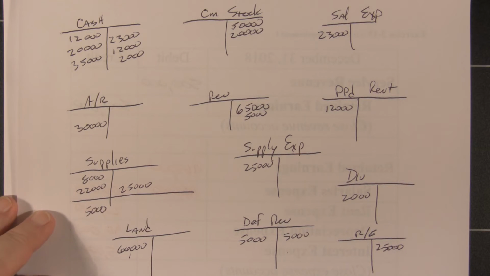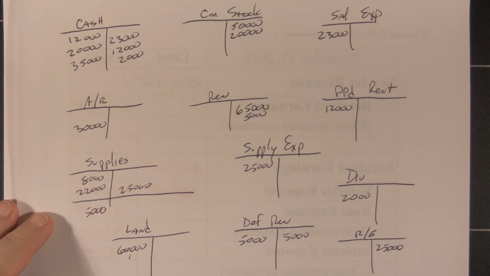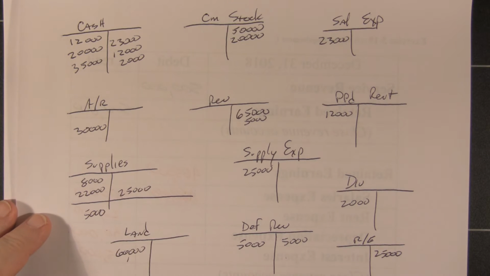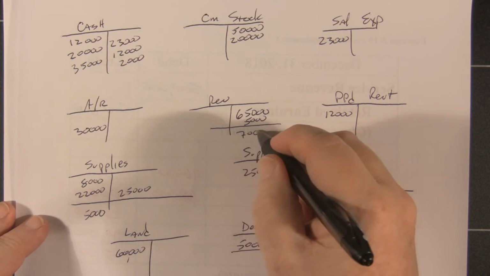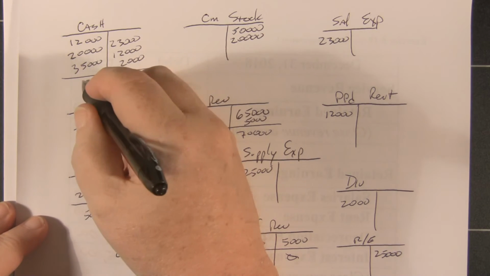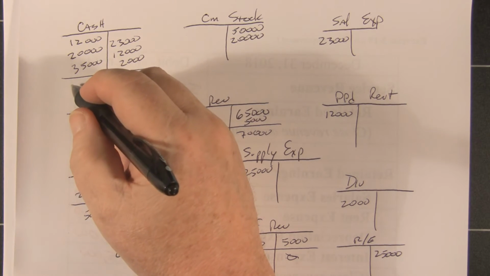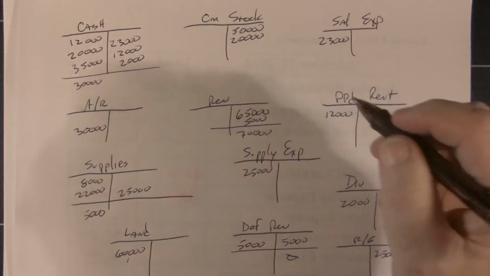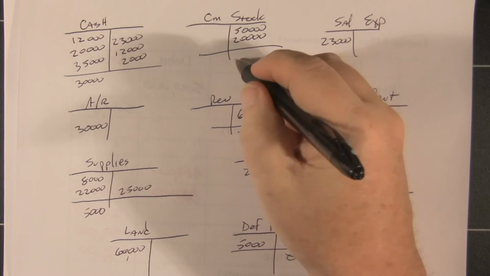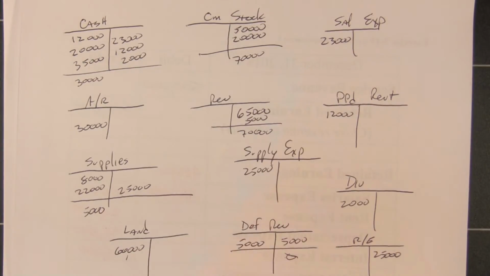So that pretty much gives me the numbers that I need to do my adjusted trial balance. Now technically you could have figured all that out in your head, but I'm not nearly that smart. So my deferred revenue is 0. My revenue is 70. My cash is 30. And my common stock account is 70. Okay.